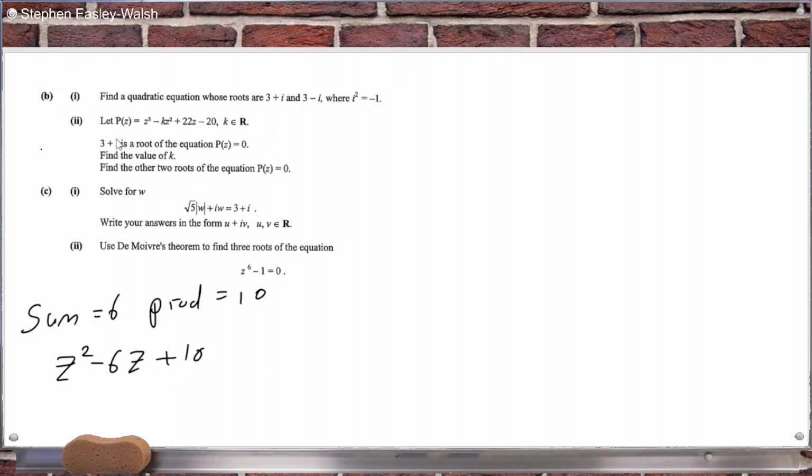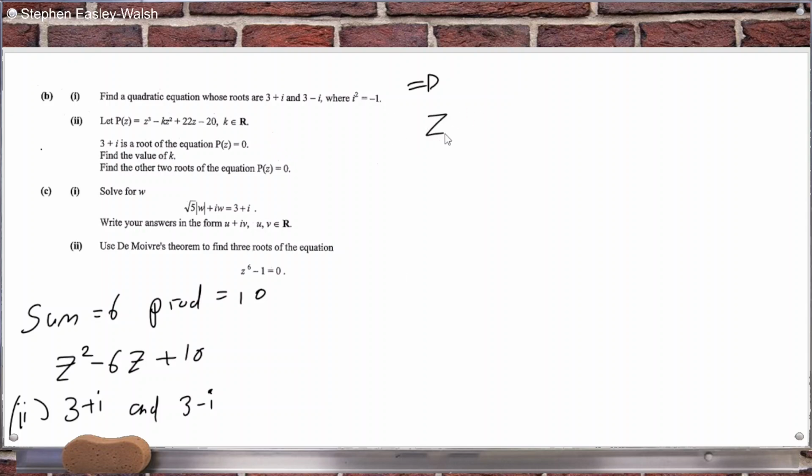Okay. Part 2, we've got a cubic and we have one of the roots. Find the value of k and find the other two roots. So it looks like here k is a real number. So the roots are, for part 2, 3 plus i and 3 minus i. So that means the quadratic that we just got previously can be divided in because it has the same two roots, so it's a factor.